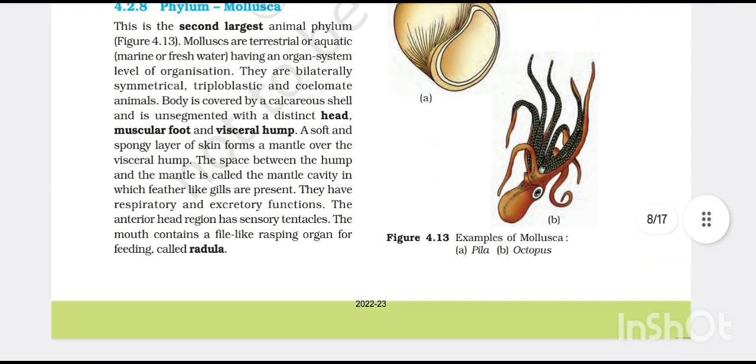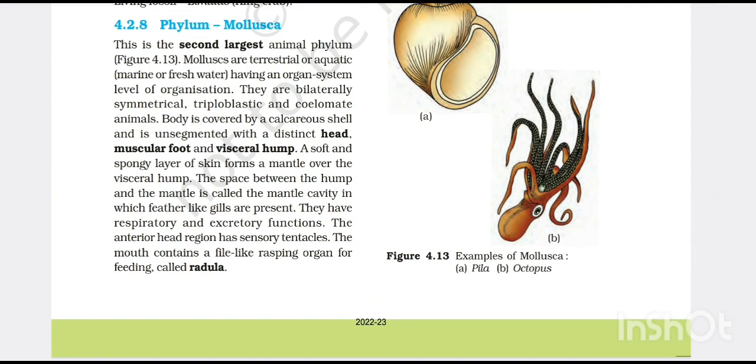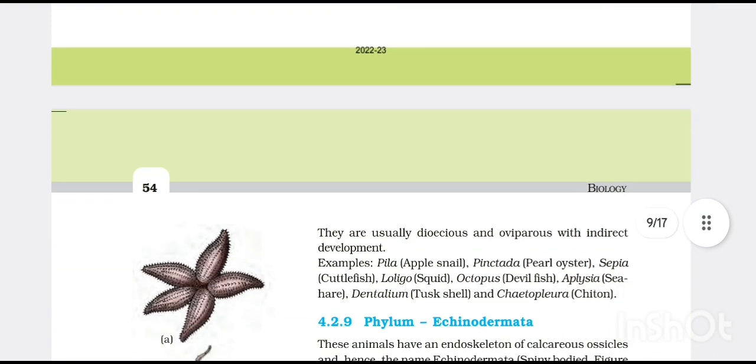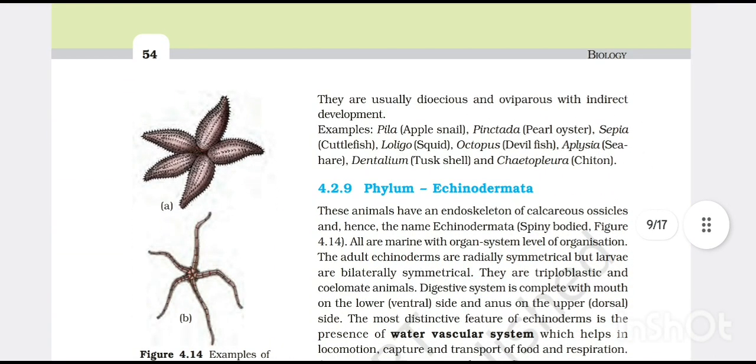Examples of Mollusca are Pila and Octopus. And they are mostly dioecious. The male and female sexes are present in different bodies. Then oviparous, that means they lay eggs, and indirect development, that means larval stages are present. Then these are the examples of Mollusca.